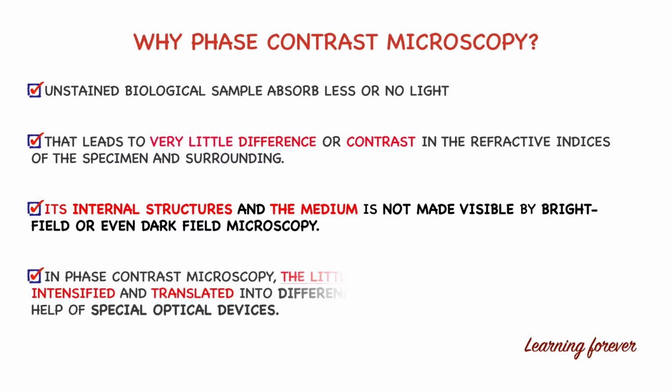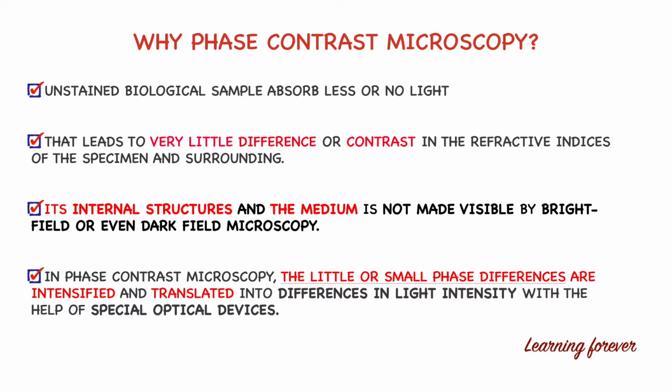So you use a phase contrast microscope, where little or small phase differences are intensified and translated into differences in light intensity with the help of special optical devices. Since these small phase differences are intensified, you can easily see such objects using a phase contrast microscope.